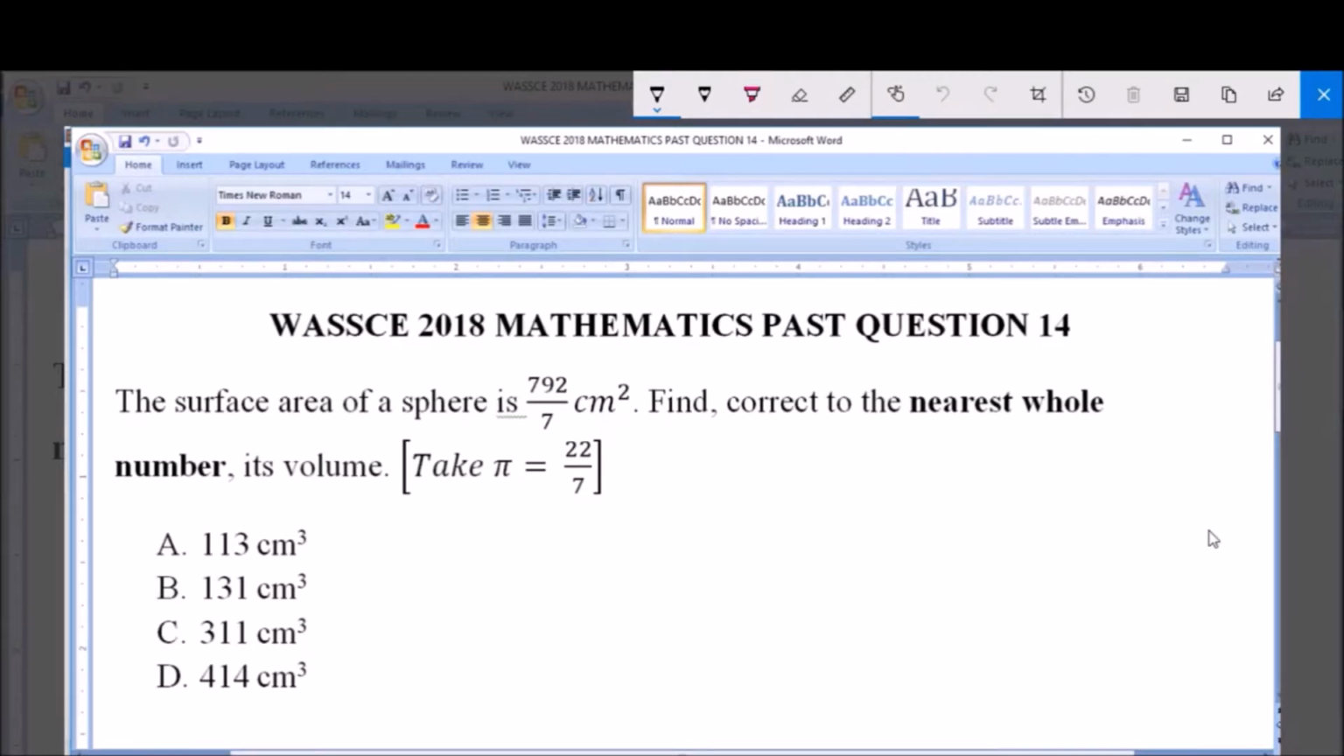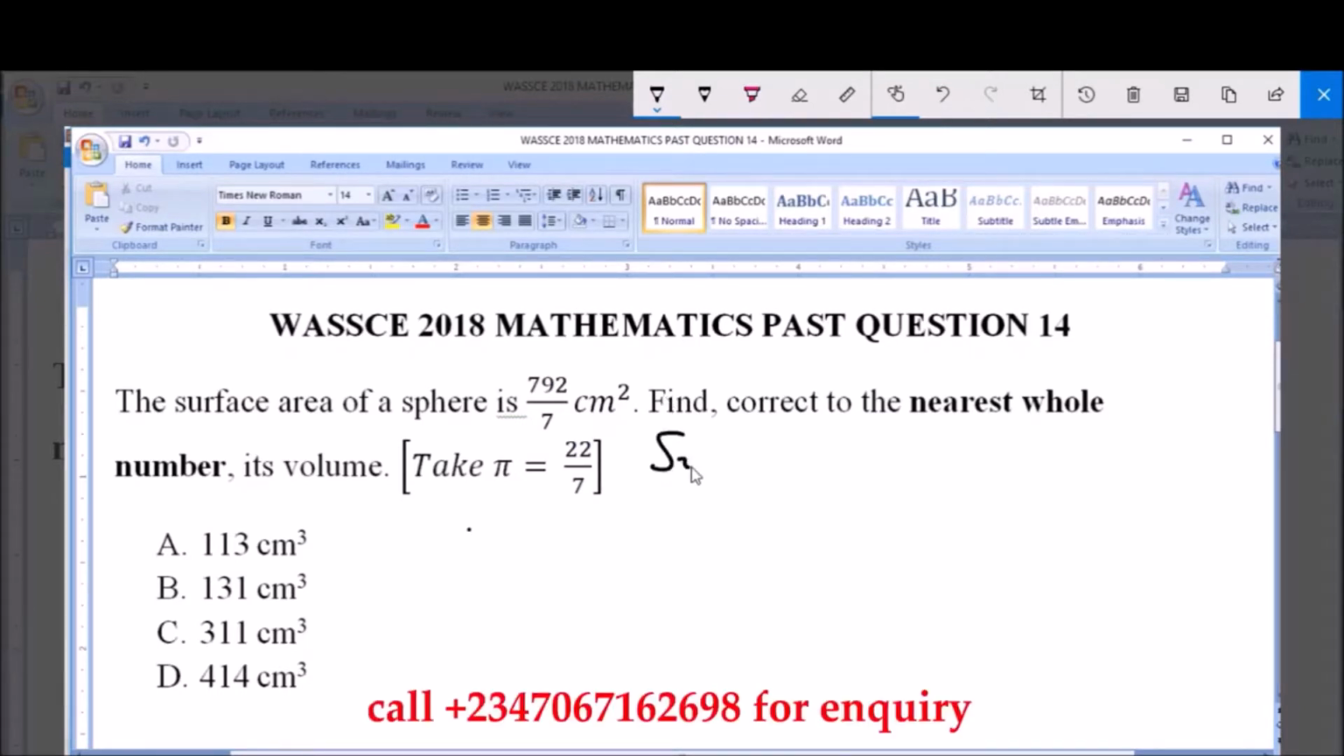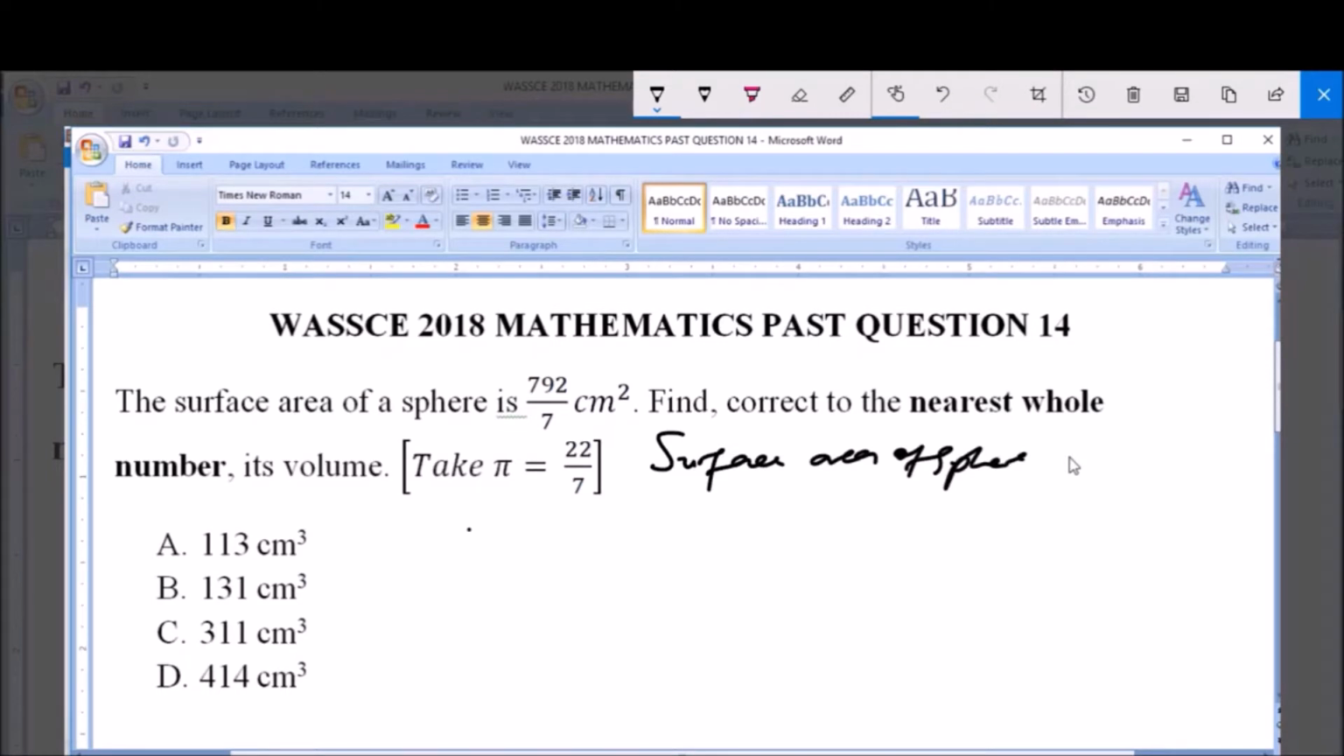Now we're given the surface area of this sphere to be 792 over 7 centimeter square. Now we know that the surface area of a sphere, the formula is given as 4 pi r square. So it simply means that 792 all over 7 is equal to 4 pi r square. Now this is the formula for finding the surface area, and we are given the surface area to be 792 all over 7 centimeter square.